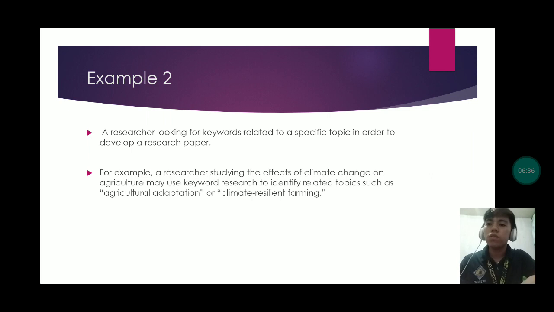Example number two: a researcher looking for keywords related to a specific topic in order to develop a research paper. For example, a researcher studying the effects of climate change on agriculture may use keyword research to identify related topics such as agricultural adaptation or climate-resilient farming. Those are the number two examples.